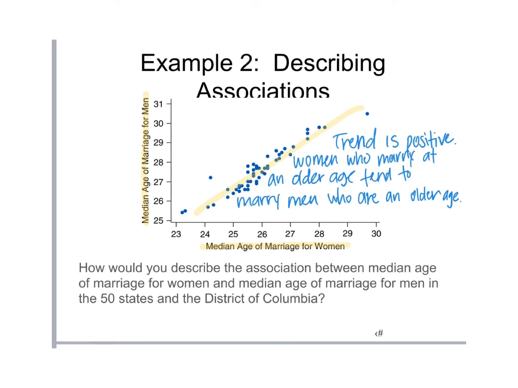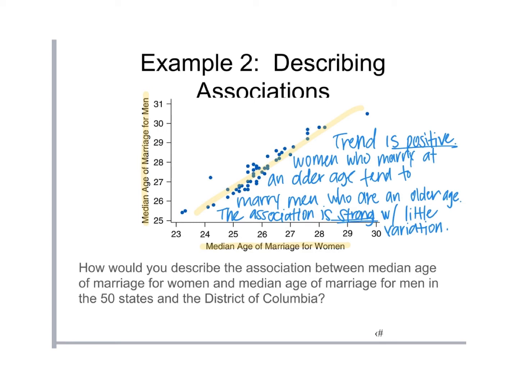In fact, I'm not only going to say that the trend is positive, but I'll say women who marry at an older age tend to marry men who are an older age. Okay, so let's talk about the strength. Would you say that it's strong or weak? Looking at the cluster of dots, it's really linear and clustered tightly together. So I'm going to say that the association is strong with little variation.